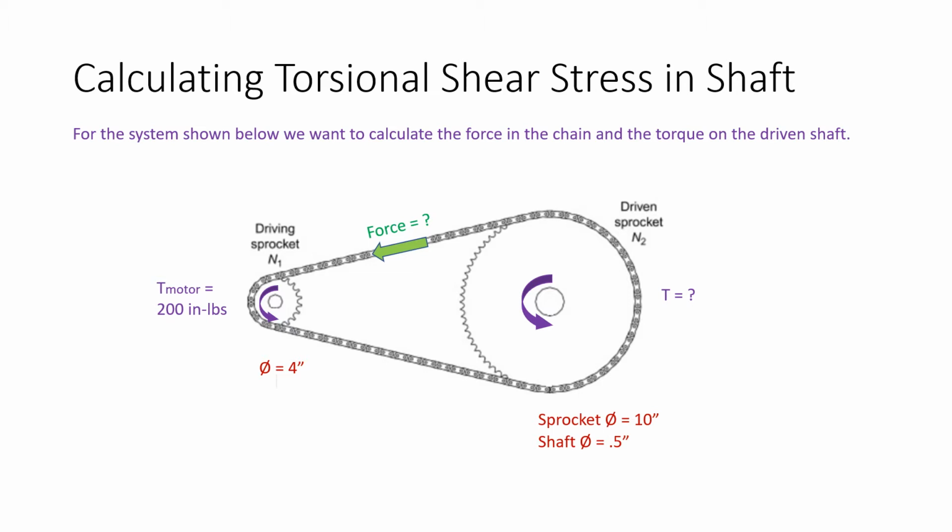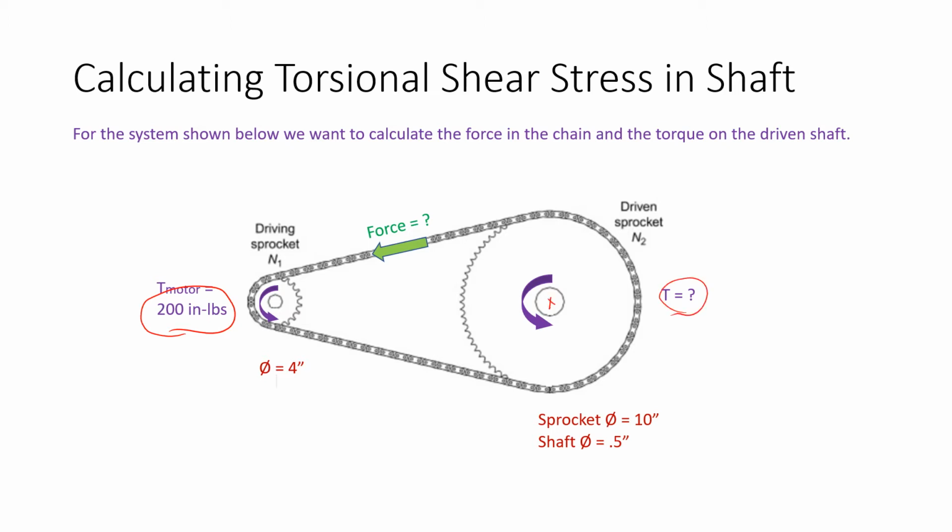In this case, we have a motor that has a torque of 200 inch-pounds counterclockwise. The diameter of the sprocket is 4 inches. As the sprocket rotates, it's going to pull on the chain with a force, which is going to cause the larger sprocket to rotate counterclockwise. Now, because the two sprockets are different sizes, the amount of torque is going to be different between this shaft and this shaft. So that's what we want to be able to calculate, the torque in this driven shaft.